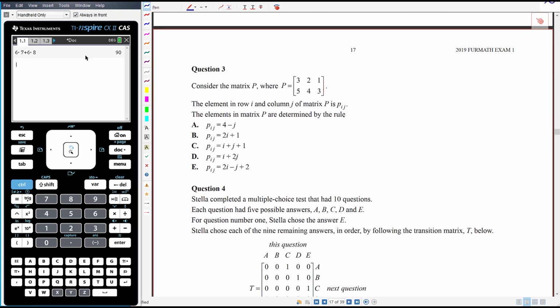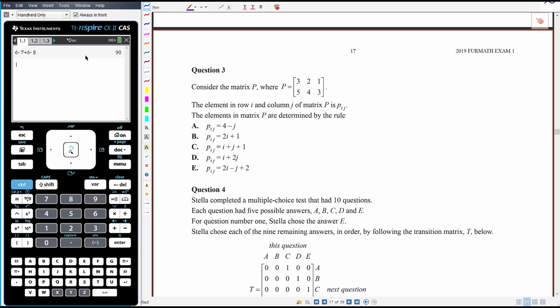Okay, so question 3. Consider the matrix P, where P is the matrix you can see there. The element in row i and column j of matrix P is Pij, and the elements in matrix P are determined by the rule. Okay, so this really is just going to be a process of elimination, and so perhaps we just try each one for a couple of numbers until we find one that seems to work.